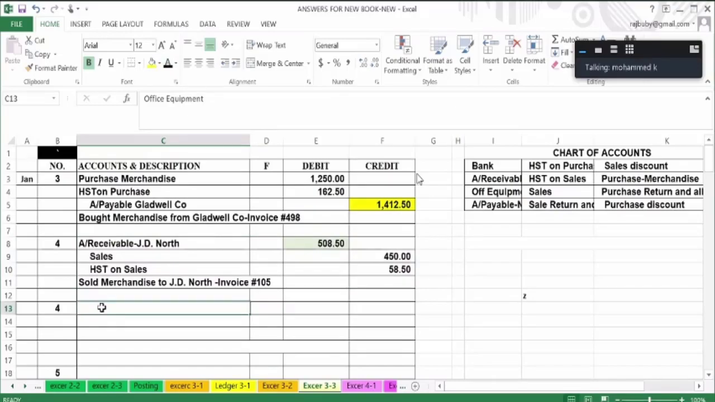January 4th. Bought laser printer from Staples, 895 plus HST 116.35, invoice number 323, terms n/30. So we will debit office equipment, and then we'll credit accounts payable, Staples, and HST also.